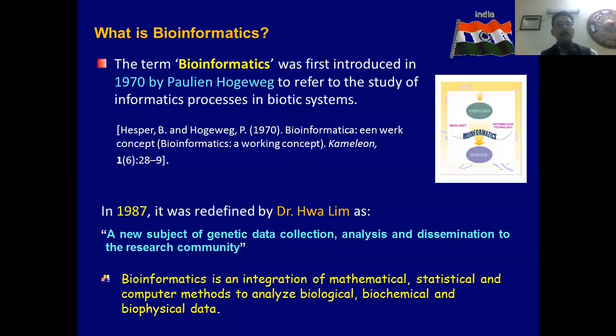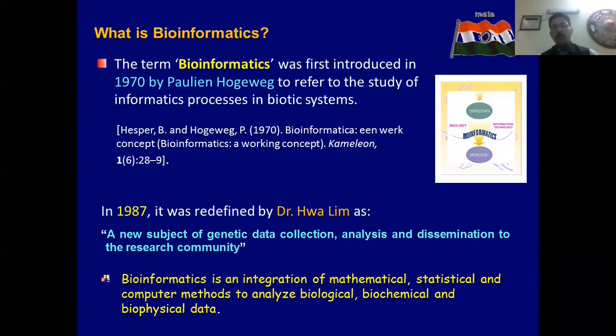So the term bioinformatics itself is not very old, and it was coined for the first time in 1970 by a scientist, Pauline Hogweg. But the context in which the term was used by him was not relevant to today's definition of bioinformatics. He referred to bioinformatics as a study of information processes in biotic systems. This was published in 1970 in a journal called Chameleon.